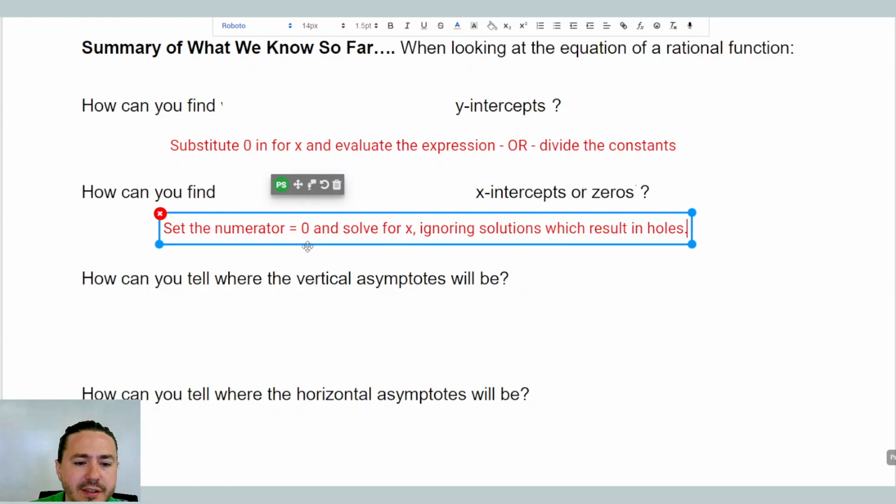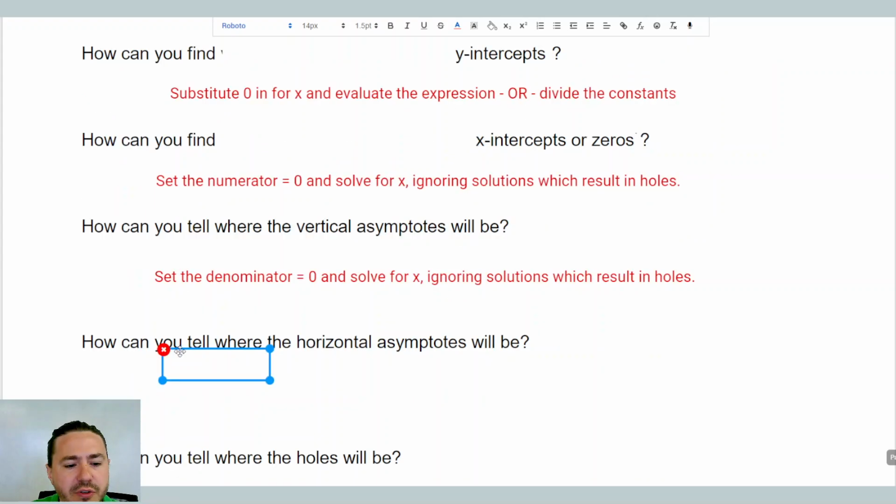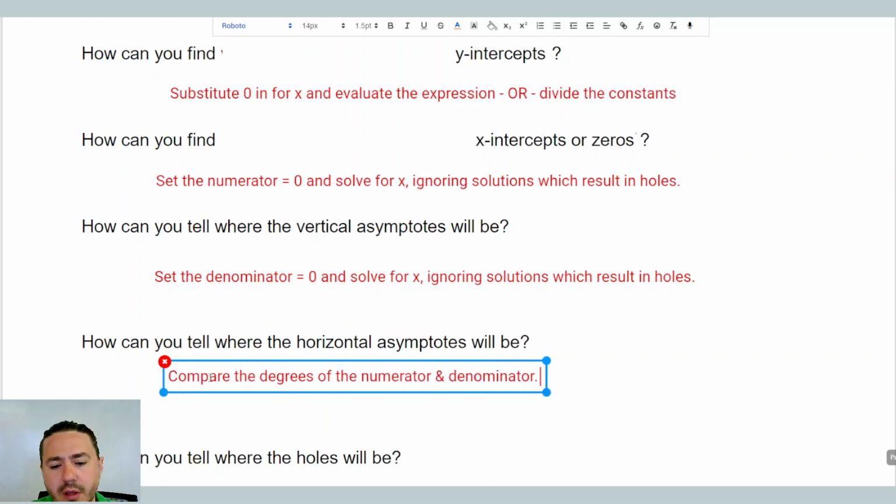How do you tell where the vertical asymptotes are going to be? Well, you do kind of the same thing as what you do to find the x-intercepts, except instead of setting the numerator equal to 0, you set the denominator equal to 0. And just like with the x-intercepts, you're going to ignore any of those x values that result in holes. How can you tell where the horizontal asymptotes are going to be? Well, you're going to compare the degrees of the numerator and denominator. And then one of three things is going to happen.